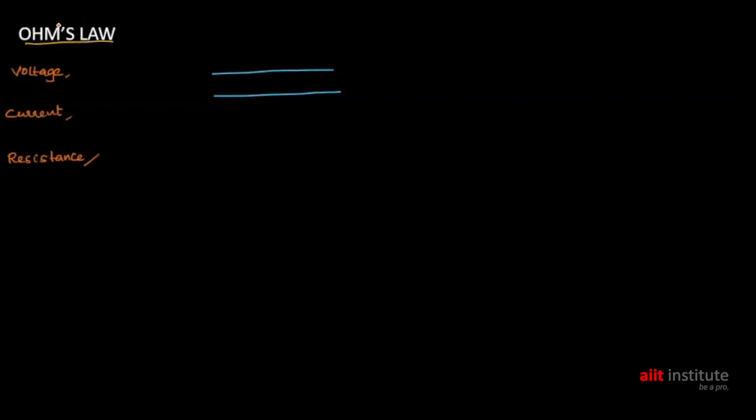we are pumping water from point A to point B. So if we need to flow water from point A to point B, we need to apply some pressure, right? So this water flow, the speed, the flow of water is depending upon the pressure we are giving, correct?